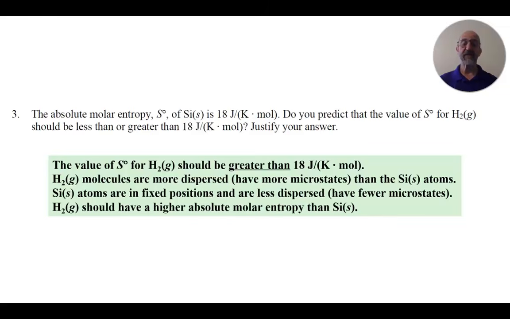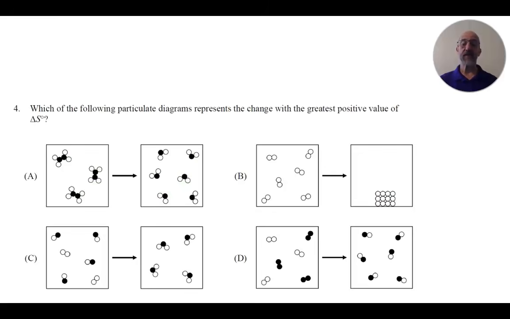Now, we have one more example for topic 9.1. This is question 4. It is a multiple choice question, and we can see it involves particulate diagrams. Question 4 asks, which of the following particulate diagrams represents the change with the greatest positive value of delta S?